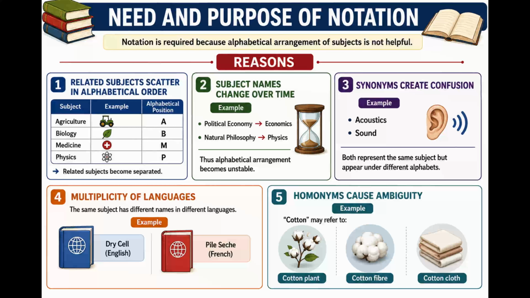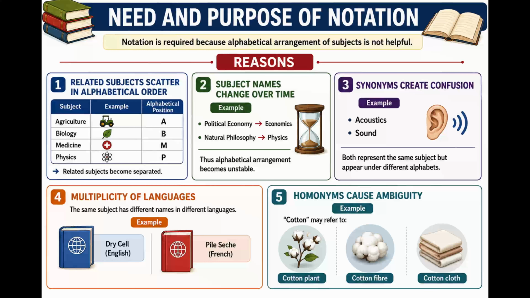The fourth reason is multiplicity of languages. The same subject has different names in different languages. For example, dry cell in English is called pelissachet in French. Again, arrangement becomes difficult. The fifth reason is homonyms. One word may have multiple meanings. For example, cotton may mean cotton plant, cotton fiber, or cotton cloth. Therefore, notation is necessary for systematic arrangement.